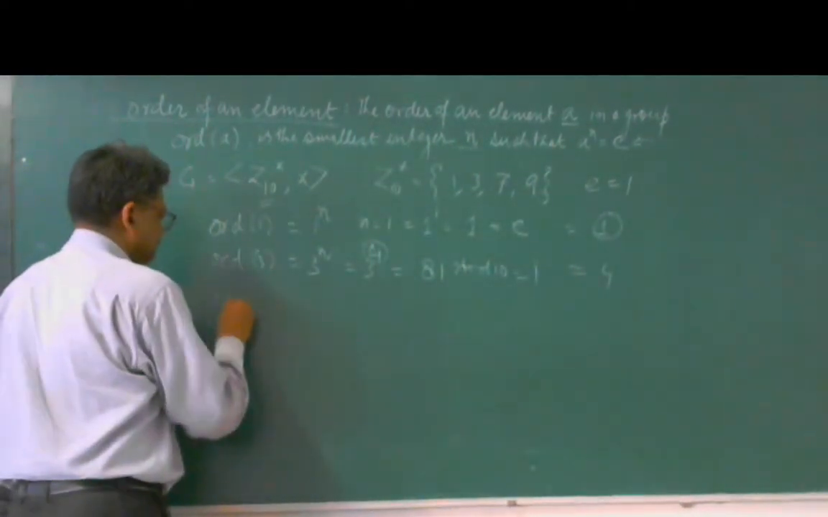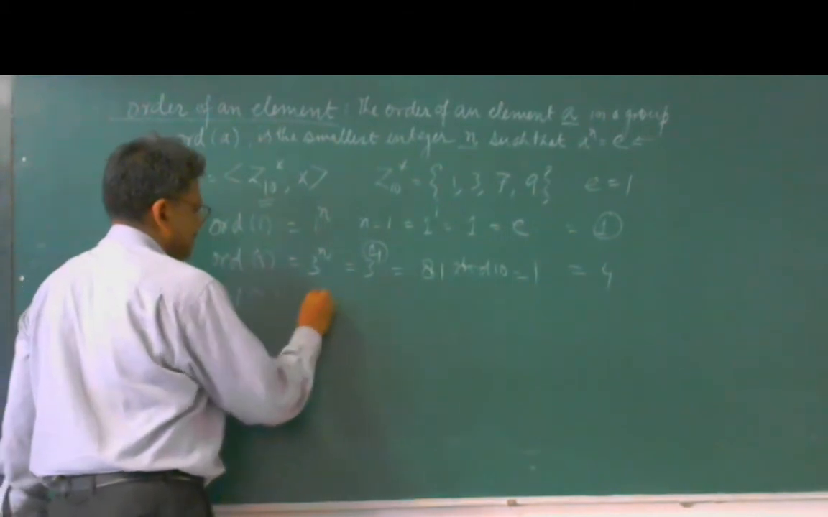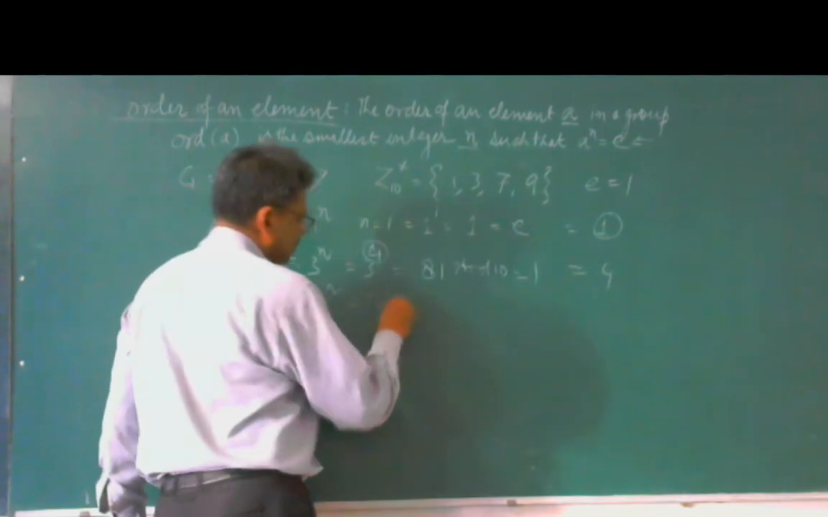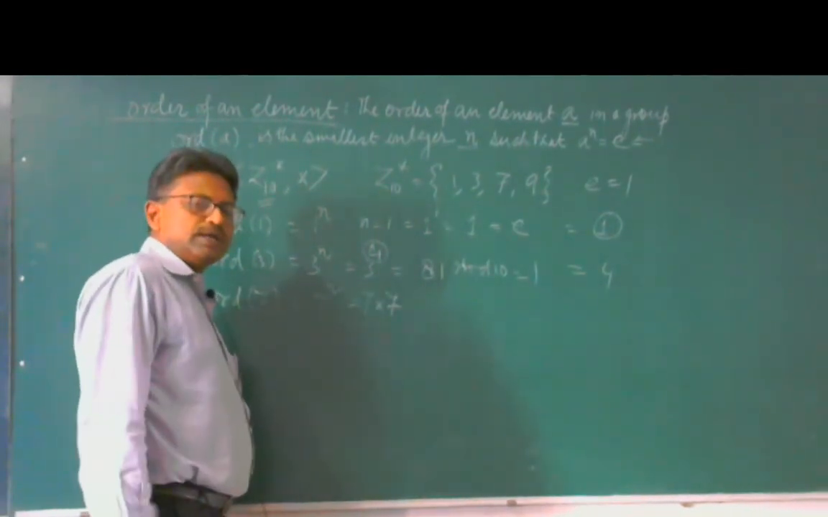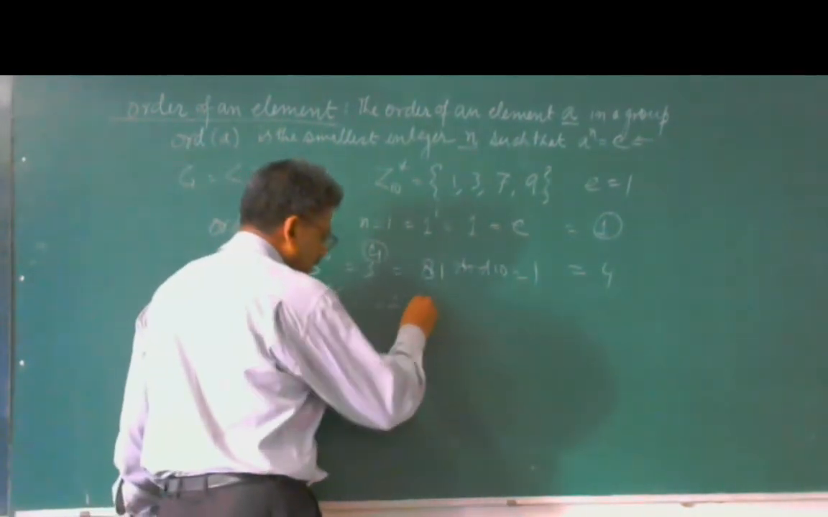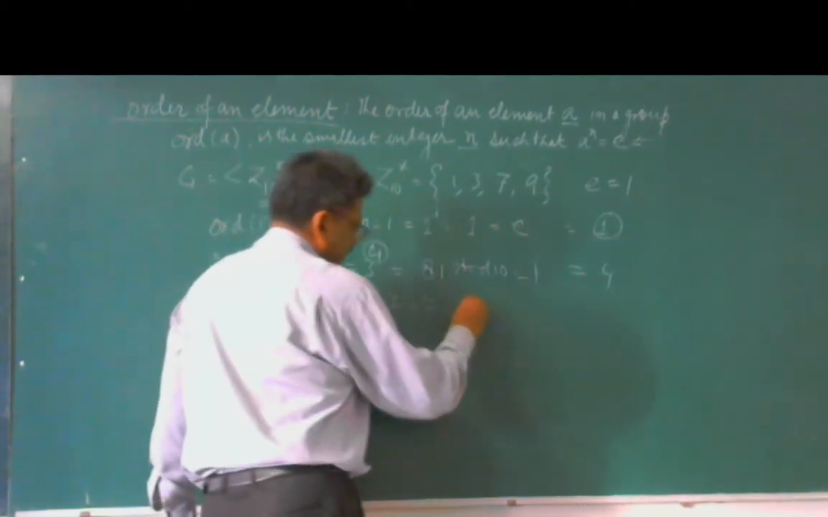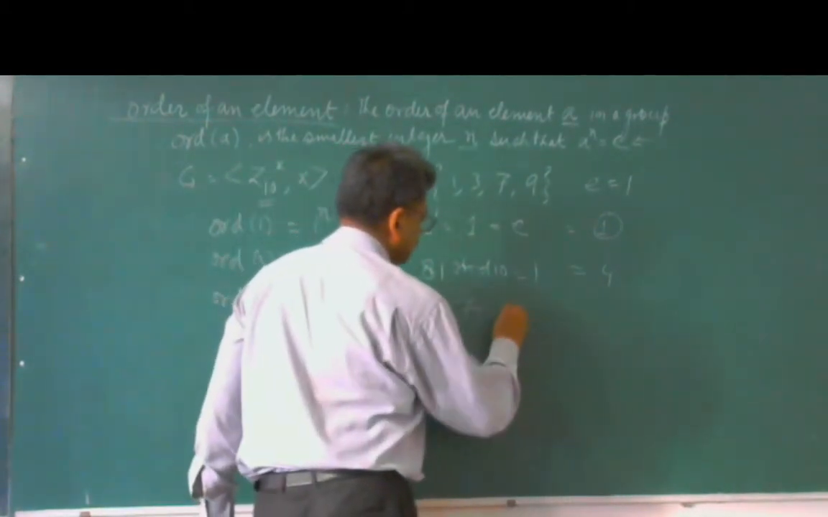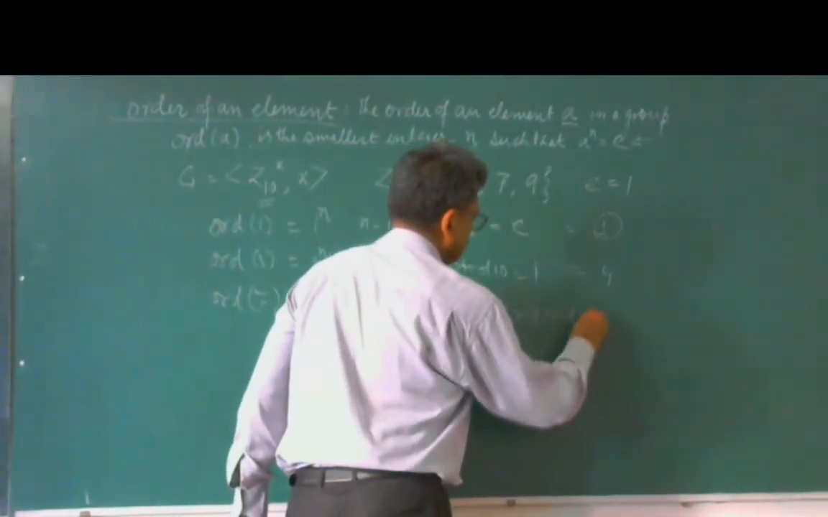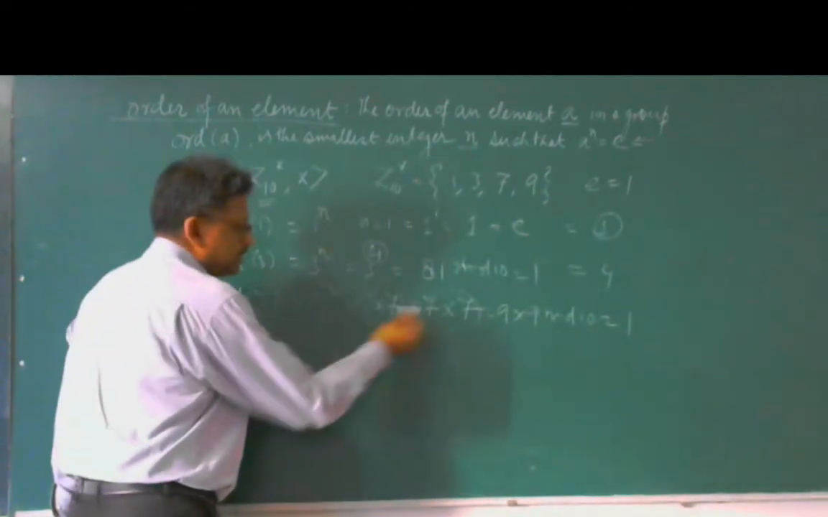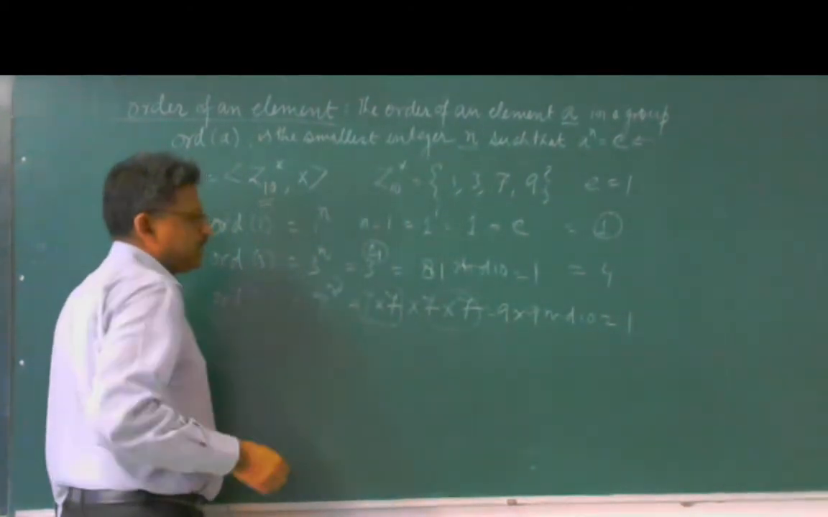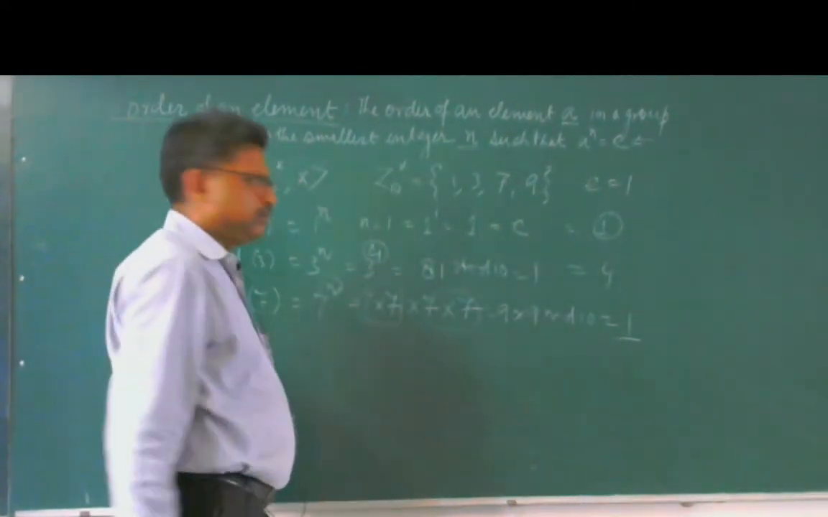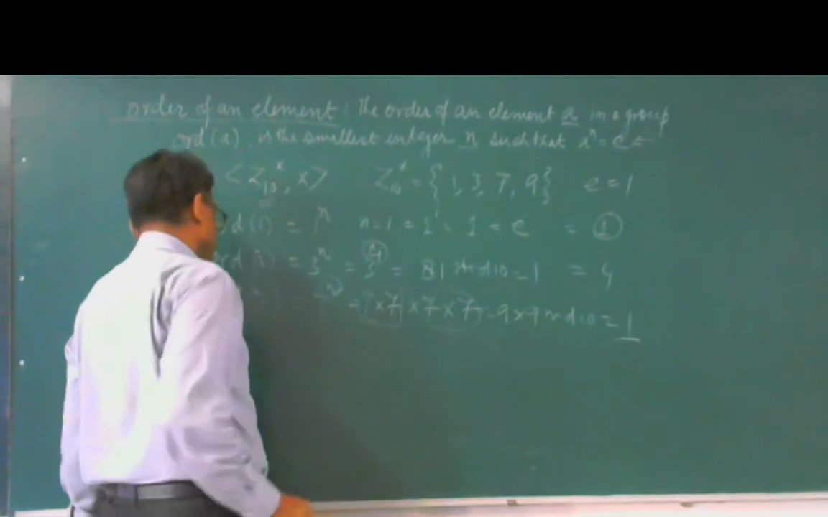Order of 7, 7 to the power n. If 7 is taken 2 times, it will become 49. 49 mod 10 will be equal to 9. If we take 7 to the power 4, that will be 9 times 9, and 81 mod 10 will give 1. It means if 7 is multiplied 4 times, that is, if the value of n is equal to 4, then we get the identity element. So the order of 7 will be 4.